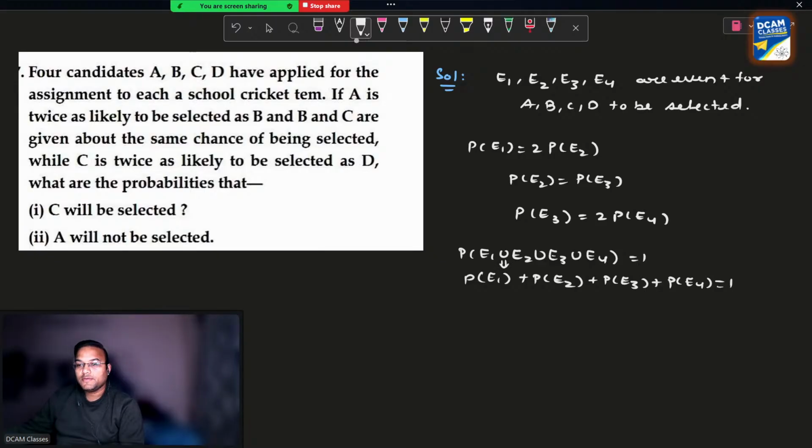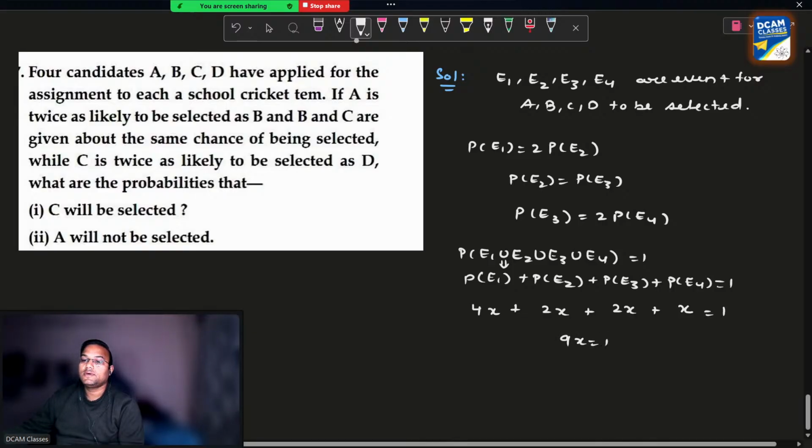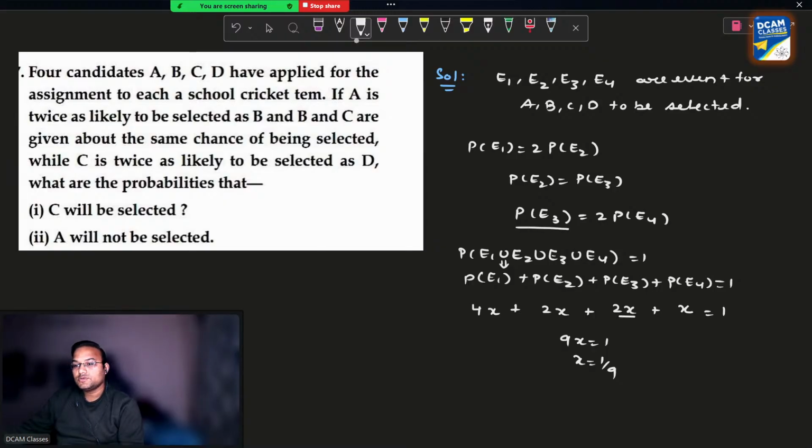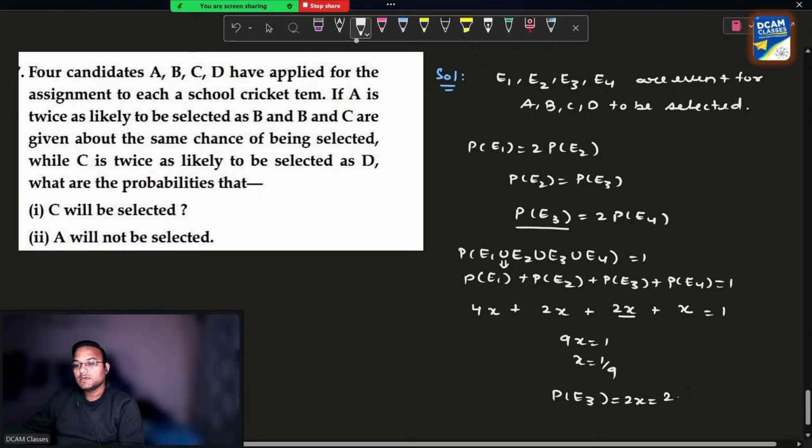Now what we have been given: if we take E4 as X, then E3 will be 2X, E2 will be 2X, E1 will be 4X. The sum is 1, so 9X is equal to 1, so X will be equal to 1 by 9. Probability of C being selected is P of E3, which is 2X, which is 2 by 9. Correct answer.